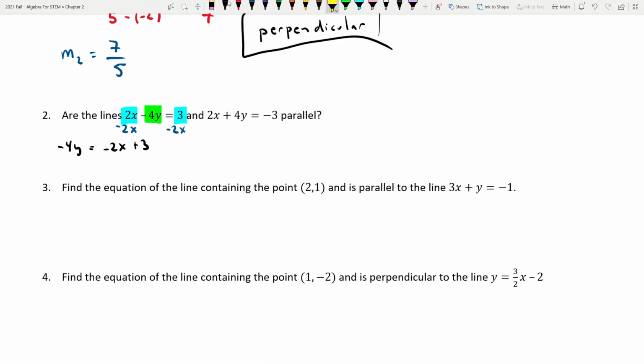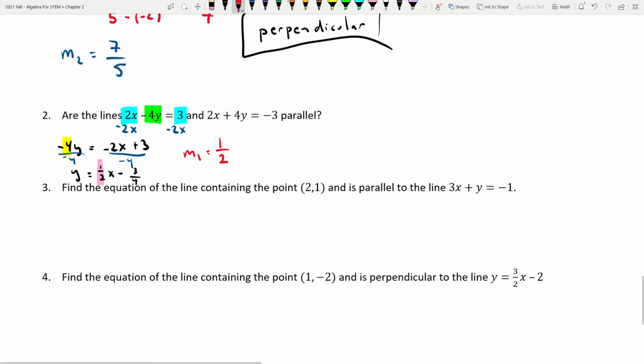Now I can look at this coefficient on y and divide both sides by -4. And I get that y equals -2x divided by -4, which is +1/2 x, minus 3/4. And the slope is this number here. So the slope, M1, is going to be equal to 1/2. Let's look at the other line.